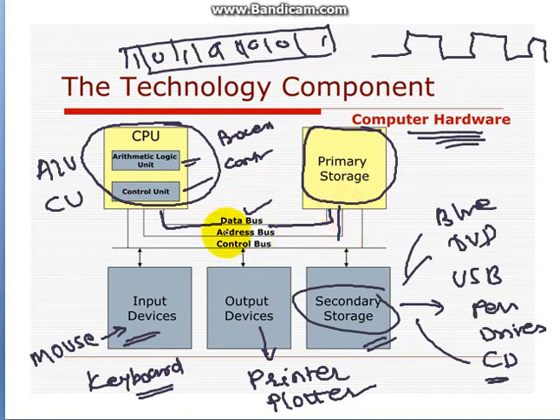Here the address bus carries the addresses. The memory addresses are carried over here, say at what location the following command is located. And here is the control bus, which controls all the execution. It carries the commands for controlling the functions. So basically this is how the technology is related.